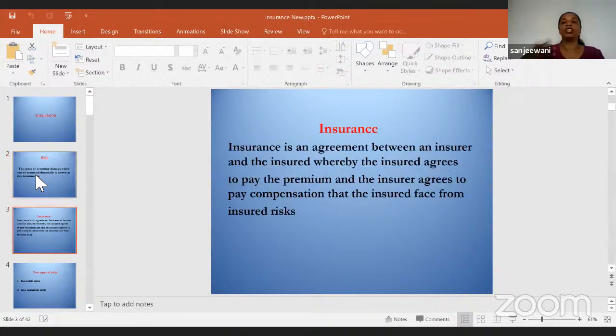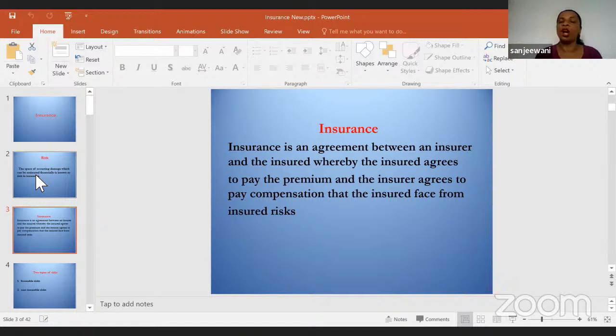So that's risk. Then I gave the definition for insurance. How do you define insurance, children? It's kind of an agreement, no? Agreement between whom? Between an insurer and the insured. So that is the agreement between those two.